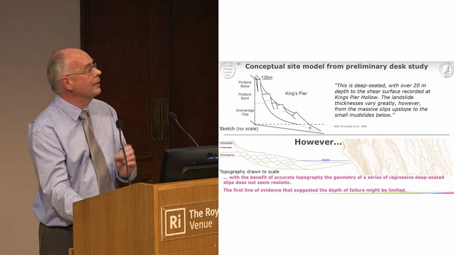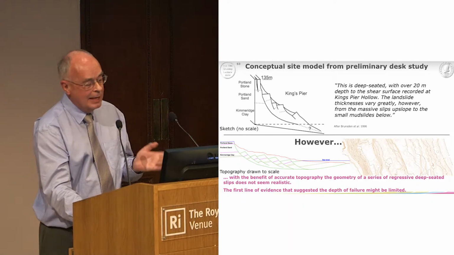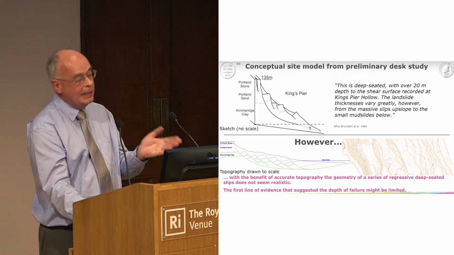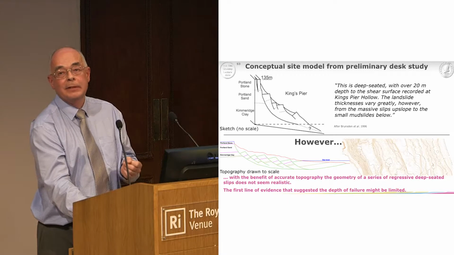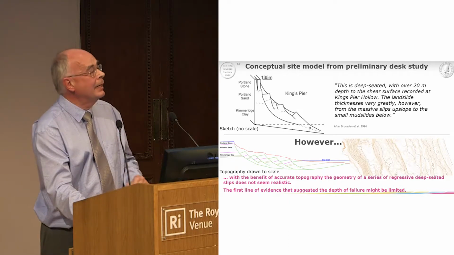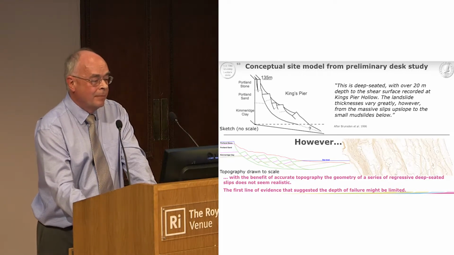Now, I started to try and sketch in some deep-seated failures by eye. You can see on the left-hand side of the model at the bottom, it looks reasonable. When you get to the right, it's just kinematically not feasible. There's no way that that slide is going to do that. So this was an early indication that we were going to have to prove a negative.